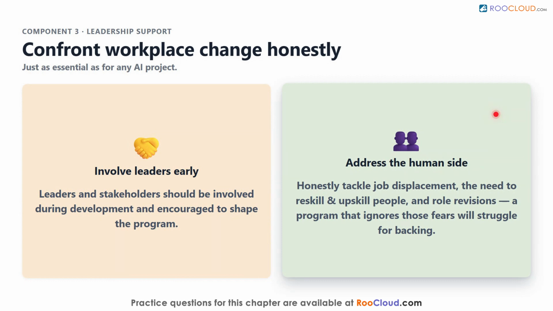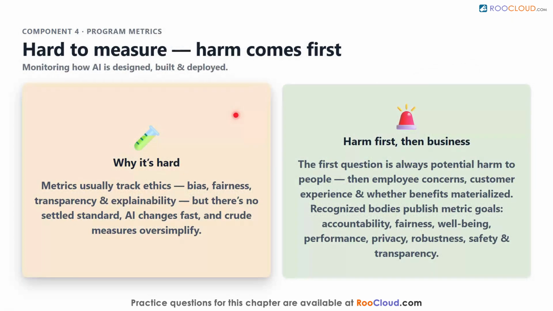The fourth component is program metrics, which monitor how well the AI is designed, built, and deployed, and they usually track ethical principles like bias, fairness, transparency, and explainability. Measuring these is genuinely hard, partly because there is no settled standard yet, partly because AI changes so fast, and partly because crude measures oversimplify.